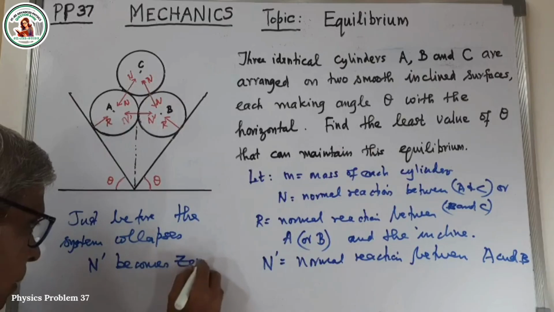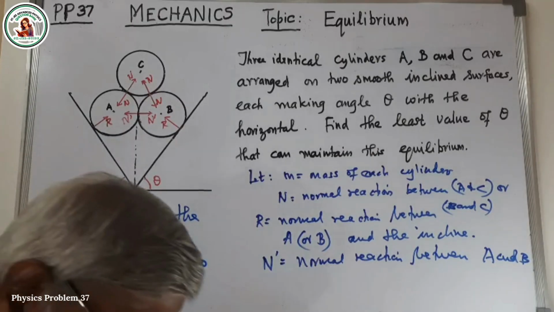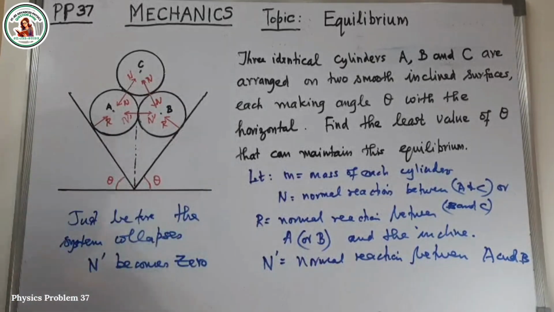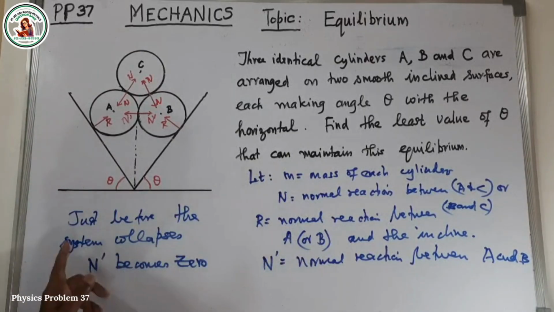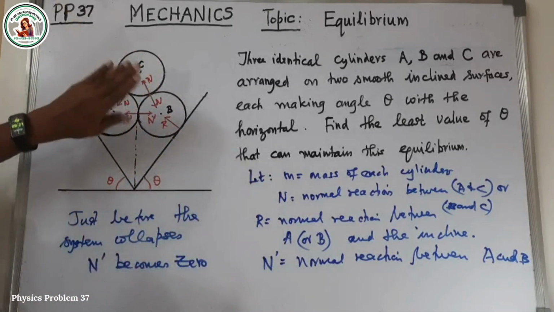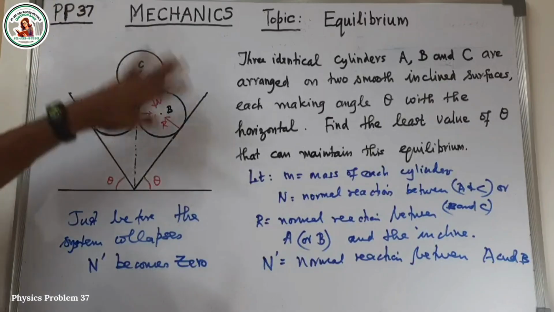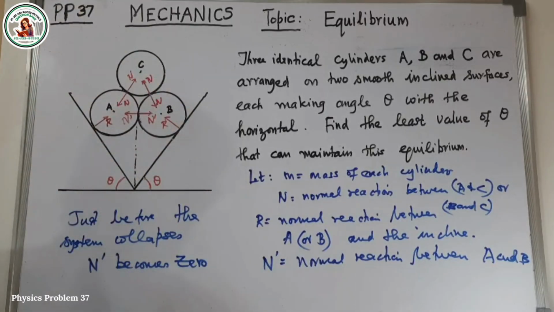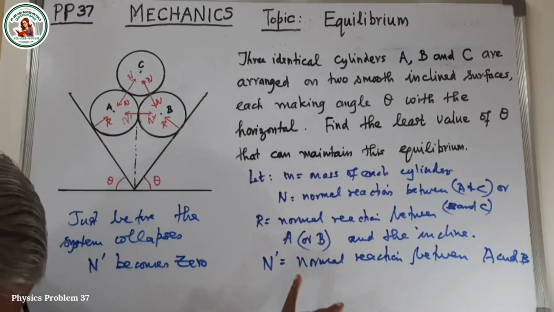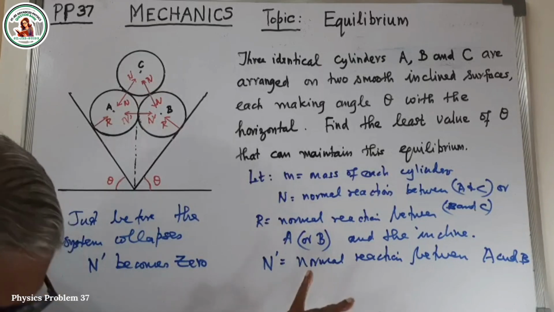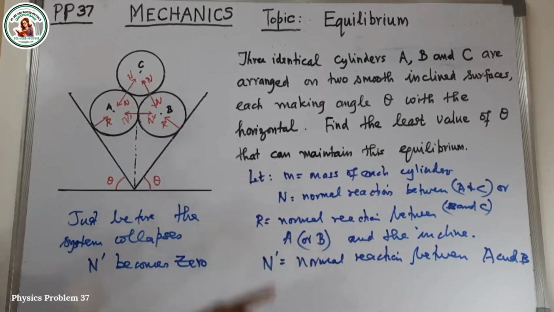If you find the angle at that instant, that is the minimum angle that we want. Just before the system collapses, N dash becomes 0. So just assume that N dash is almost 0 and we work out the angle theta according to that condition. I will delete some part of the board so that we can continue with the remaining workout.